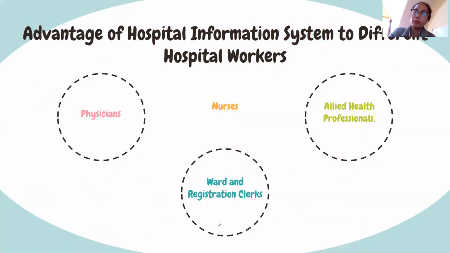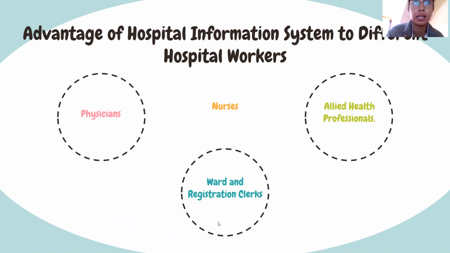So class, your hospital information system has different uses for the different workers in the hospital. For security's sake, your nurses cannot access every information in our hospital information system. Same thing with your physicians. Same thing with your registration clerks. Due to safety reasons and privacy, there is just limited data that they can access. What does that mean? They can only access the things that they should use.